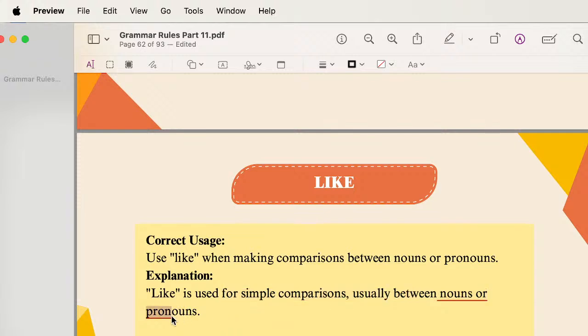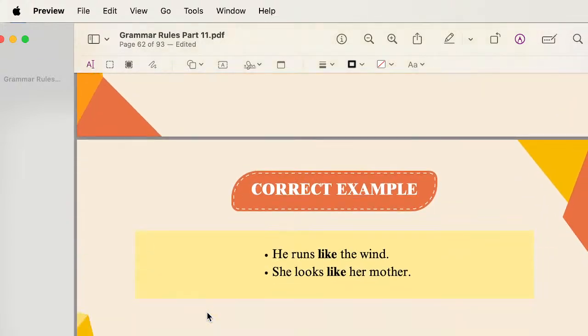But when you're comparing two clauses, what are clauses? We have a lot of clauses, dependent, independent. If you're making a comparison between the two, then you're supposed to use as. But when the simple comparison is going on between nouns or pronouns, then you're supposed to use like. He runs like the wind. She looks like her mother. So she is your, what is she? Pronoun. And mother is your noun. So when you're making a comparison between nouns, pronouns, then you're supposed to use like.